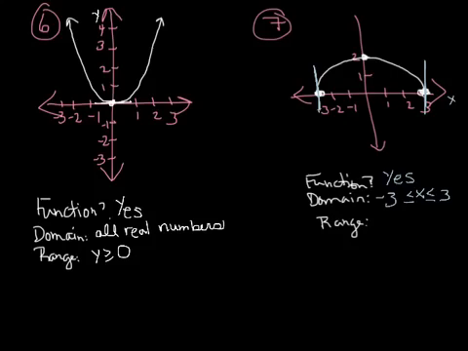Now the range, you're going to look at your highest possible y value and your lowest possible y value. The highest possible y value that you have is going to be at y equals 2. The lowest, it's a little bit harder to tell, but you'll find that it's going to be down here at 0. So your range is going to be everything between 0 and 2. So we're going to do 0, we're going to do 2, and we're going to do y in between.